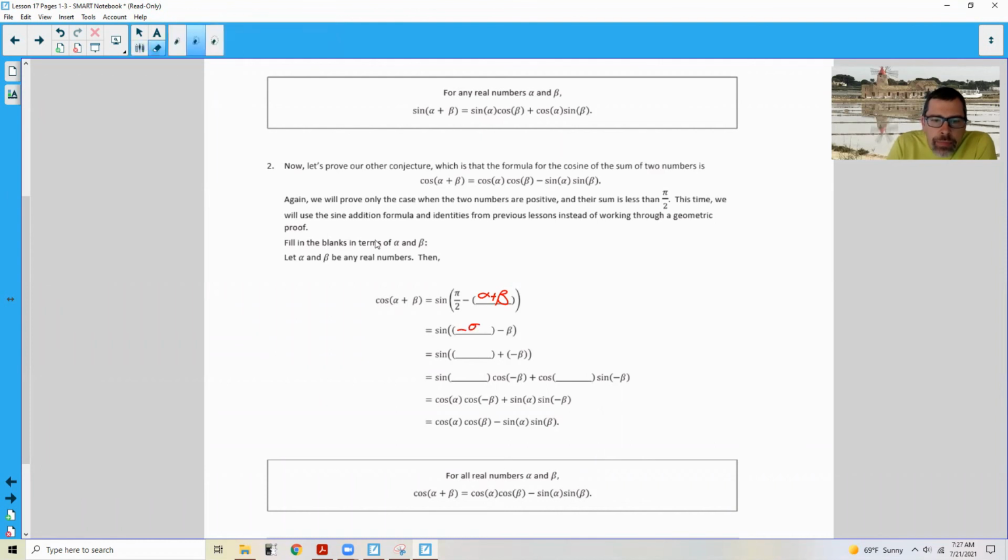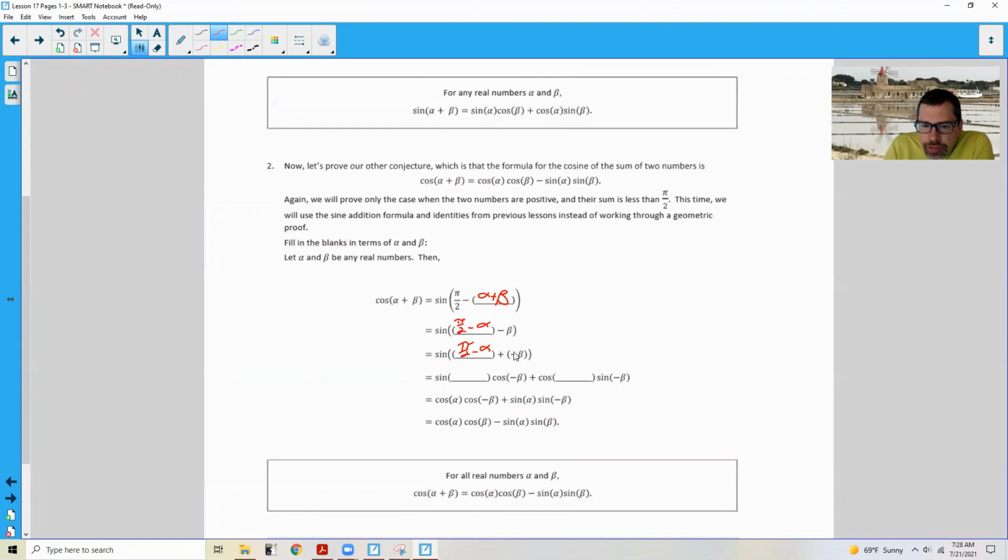Oops. Sine of negative alpha minus beta. Okay, I forgot my pi over 2. So it's pi over 2 minus alpha, distributing this, and then minus beta. And then moving the parentheses, which is the associative property. So then what do we have? We have the sine of pi over 2 minus alpha, that doesn't change. And we just said plus a negative beta, which is the same, okay?